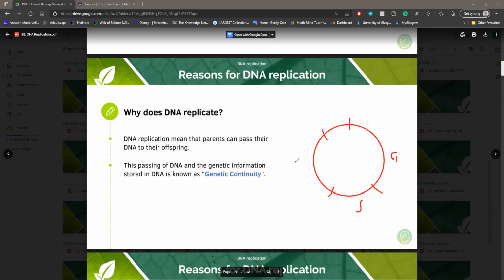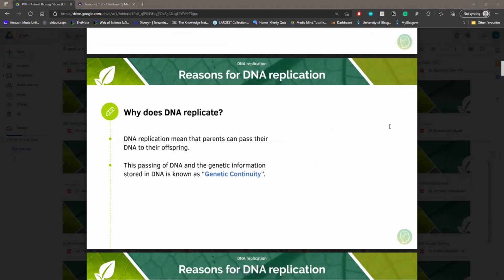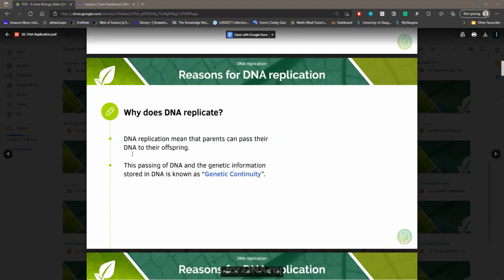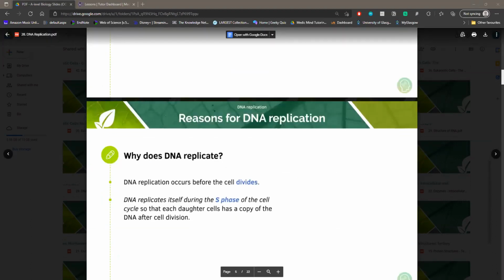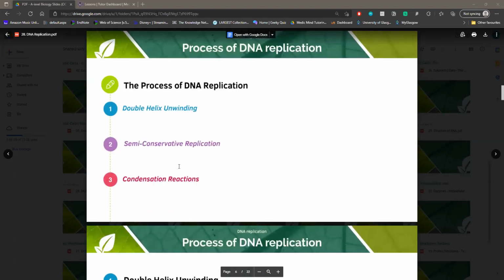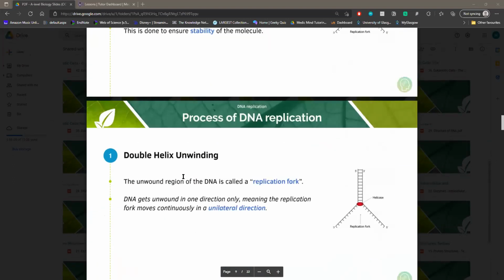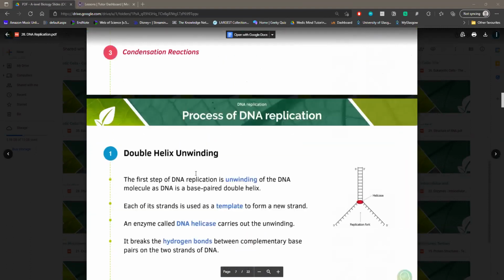DNA replication is crucial to allow mitosis to happen. Mitosis is cell division, and both of the cells need DNA within their nuclei. So DNA replication is crucial for allowing cells to replicate and genetic continuity to be allowed, which is passing on the DNA. This process, we're going to go through in quite a lot of detail.